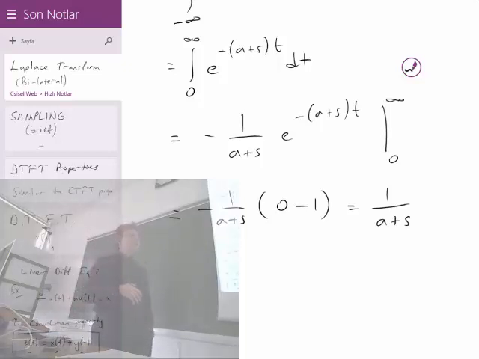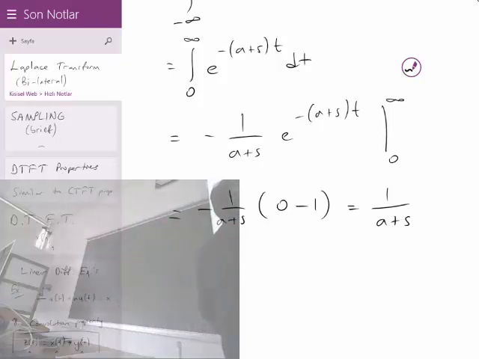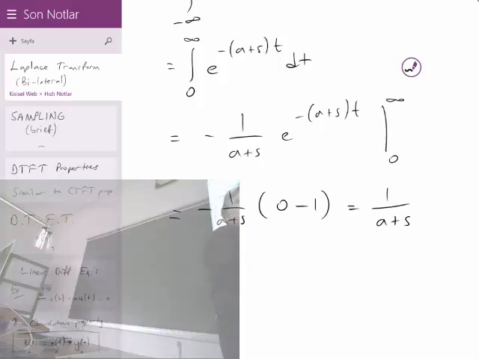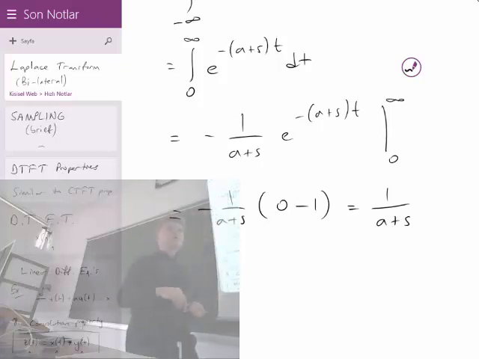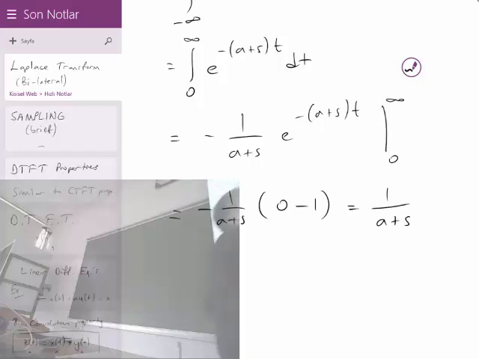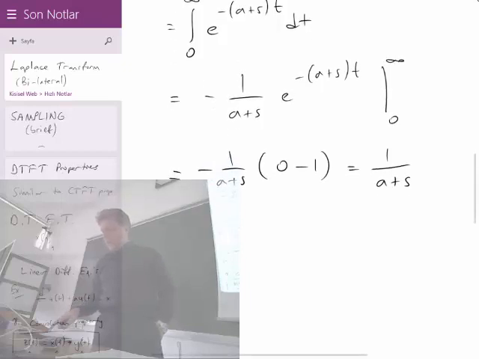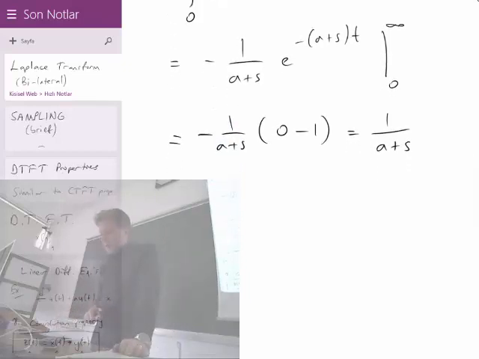I say okay, but you must be a little bit worried about the convergence. I said that e to the minus a plus s t at infinity, t is equal to infinity, must be 0. And it is equal to 0 under certain circumstances. It depends on the real part of s. There was a sigma plus j omega, you see. The j omega is not important, it's just oscillating. But a plus sigma, that thing, must be positive so that the value will go to 0 at t is equal to infinity. We will come back to that. Let's assume that it goes down to 0 and we have 1 over a plus s.